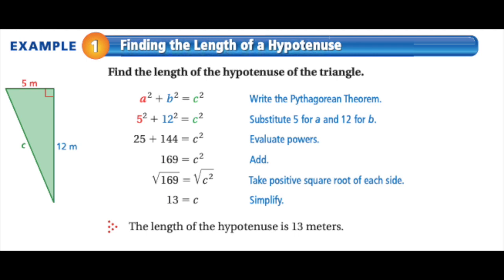Here's the fun part where we take this, because as you know in algebra, what we do to one side we have to do to the other, so we square root, square root. And so we square root both the left side and the right side of the equation, and that gives us the final answer of a hypotenuse of 13.